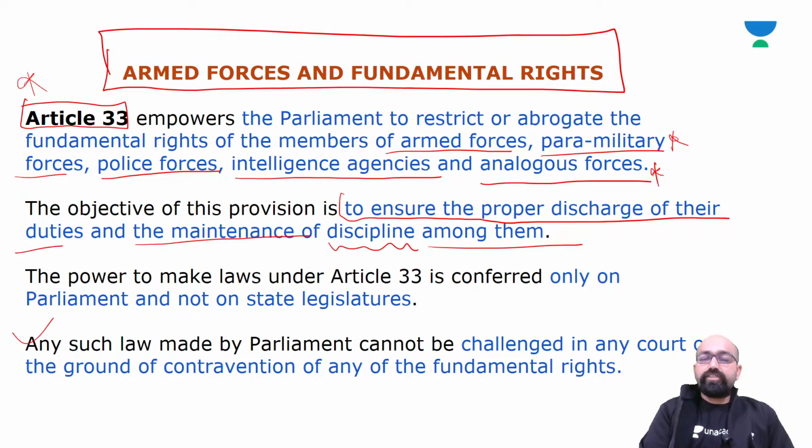In simple words, we can say that Article 33 ensures limitations on the armed forces, paramilitary, police forces and intelligence agencies in enjoying fundamental rights. So there are restrictions on them to ensure the performance of their duties and maintenance of discipline.